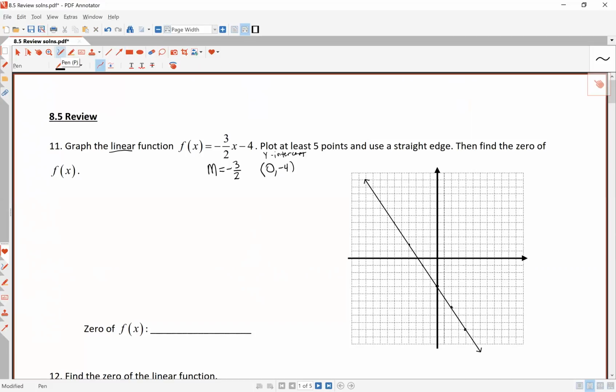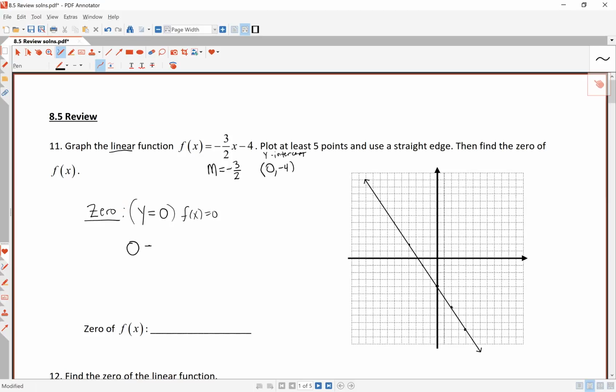Now the x-intercept is the zero of our function, but this is kind of hard to see what it is. So the zero is found by setting y equal to 0, or f of x.